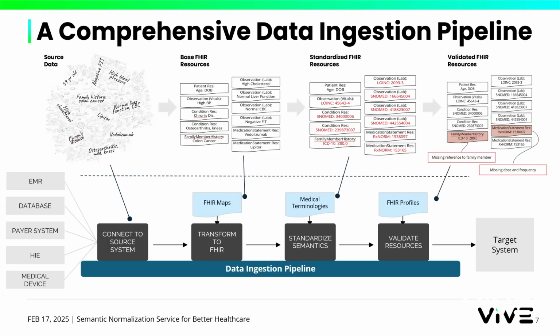And then the last step in this journey is that we want to validate this data against a set of rules, data quality rules, because even after you've standardized it, you're still going to have additional problems, like perhaps the family history resource is missing the reference to the person in their family who had the colon cancer, like their father or their maternal aunt, or perhaps a drug doesn't have dose or frequency.